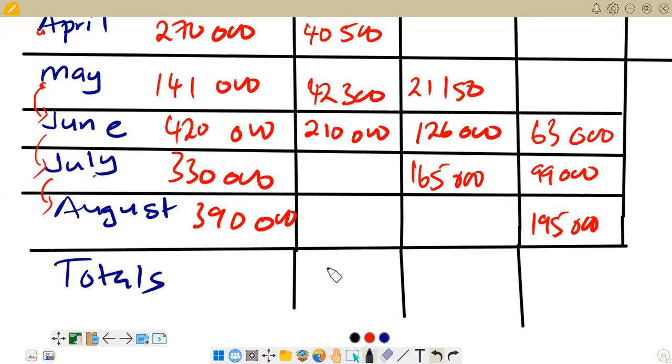So if you add the total of this column, you are going to get 292,800. Then the total of this column, you are going to get 304,150. Then the total of the last column there, we're going to get 357,000. So this is what we have, guys, in terms of this data collection schedule.